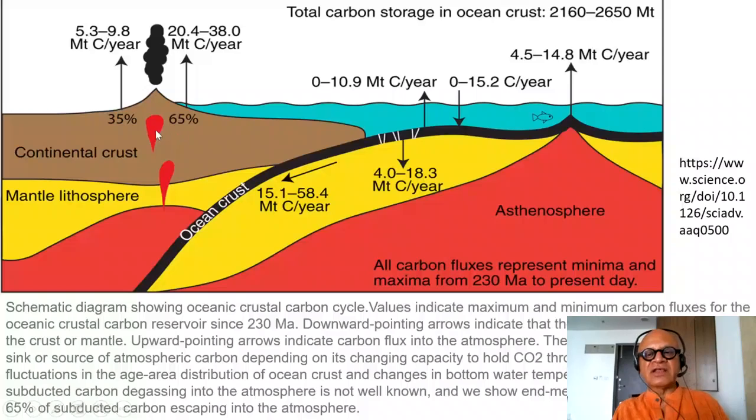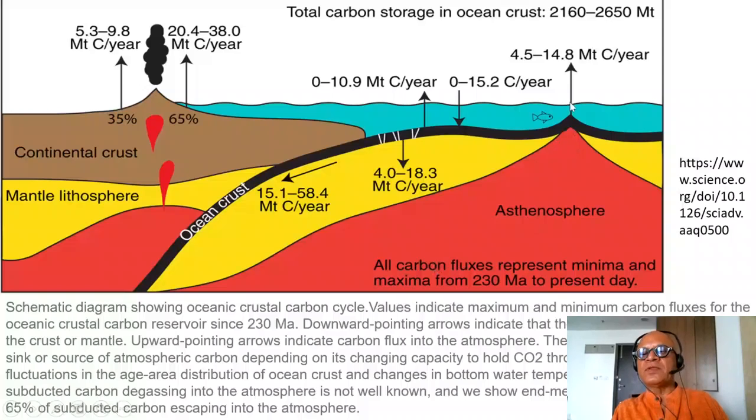Sorry, this is the continental crust. Total carbon storage in the ocean crust is 2160 to 2650 million tons as a reservoir. So we have the asthenosphere and the ocean crust interacting here.